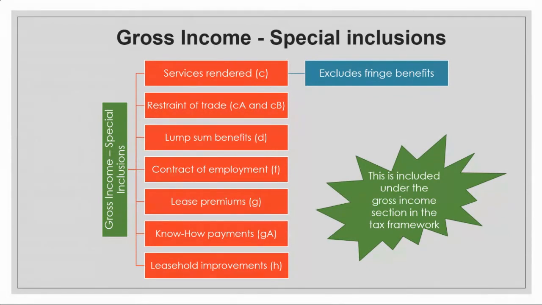Contract of employment, so any amounts due to employment would be included. Then your lease premiums that you receive from your tenant, as well as any leasehold improvements that they do. Now, the leasehold improvements are generally over the period of the lease contract that you would include it. And then you've got your know-how payments that is based on intellectual property, the payment that you receive for using it.